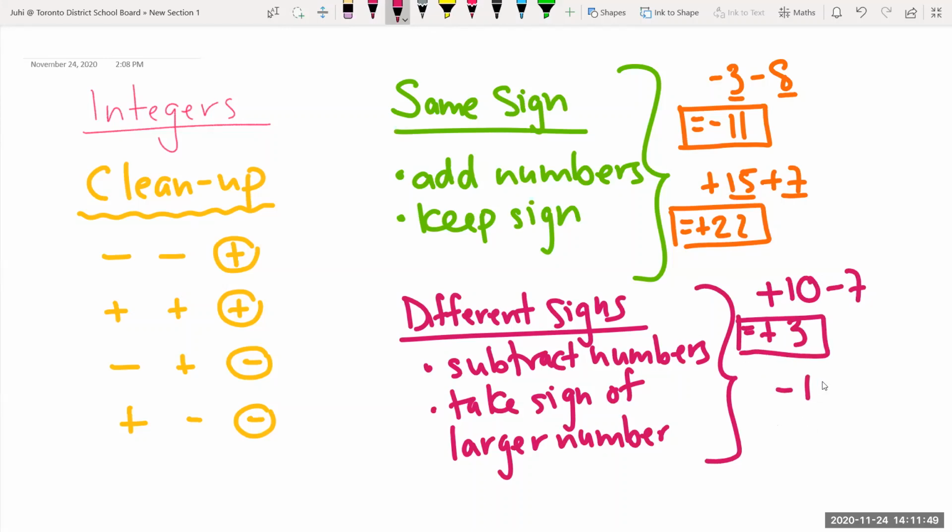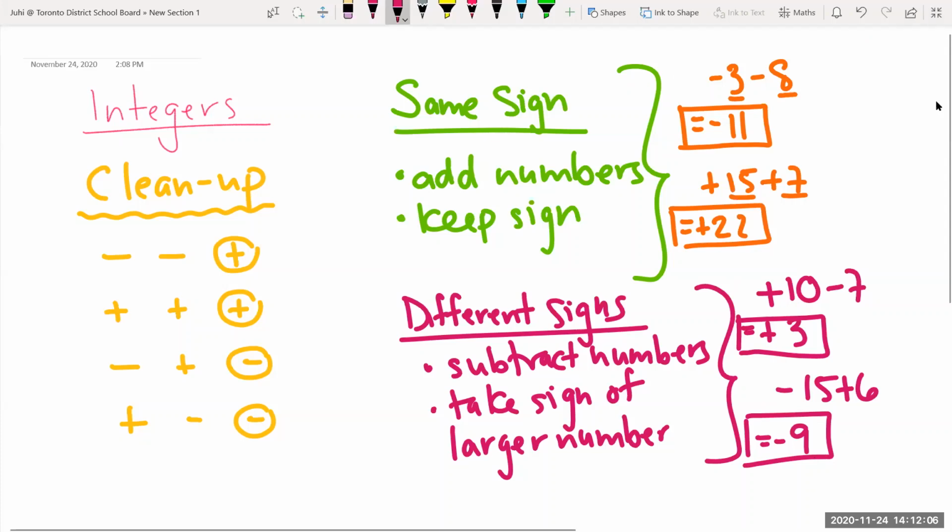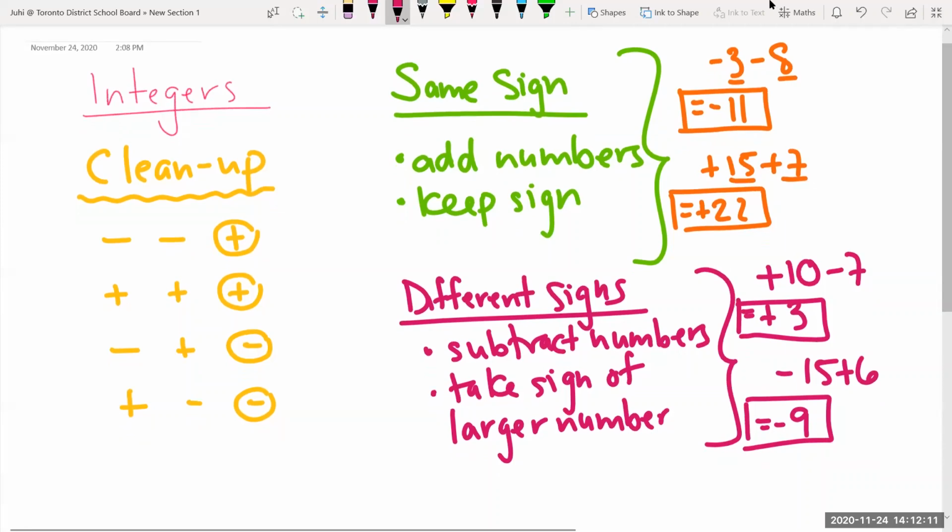How about if you had something like -15 plus 6? So you're going to subtract these numbers. 15 take away 6 is 9. And the sign in front of the bigger number is a negative, so it's going to be -9. Okay, so hopefully that is a good review of what we were talking about last class.